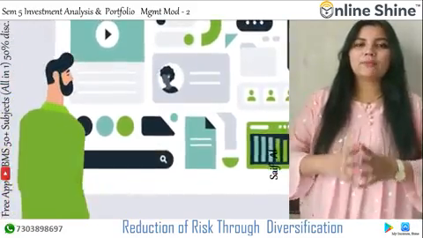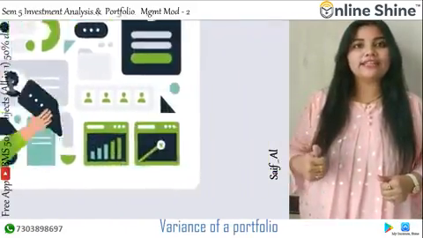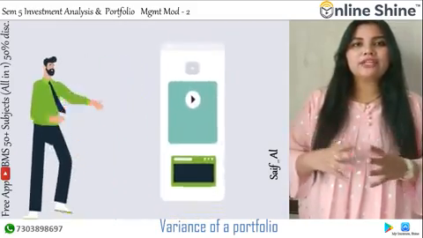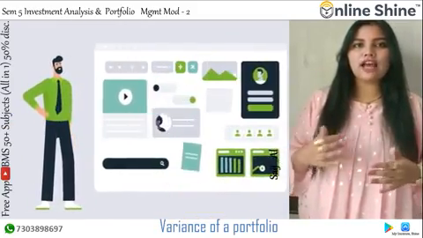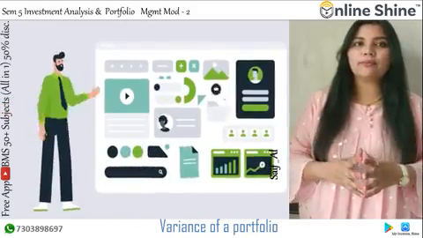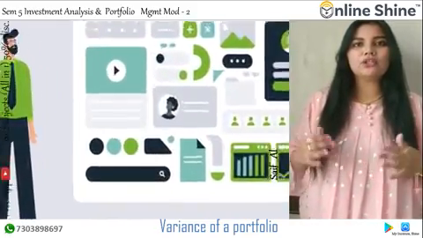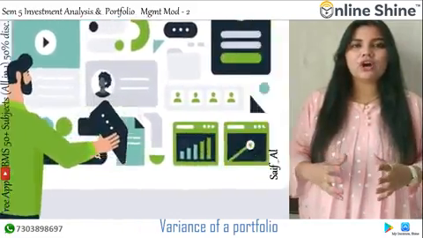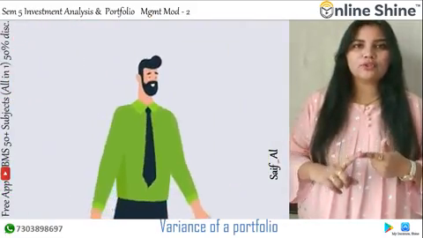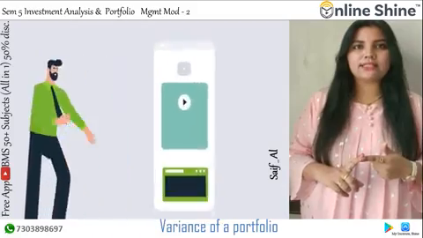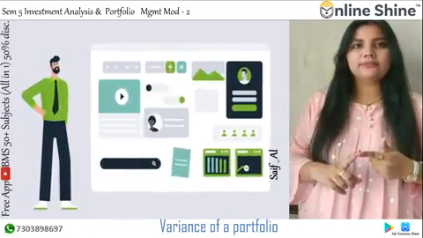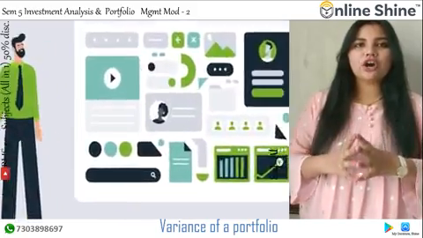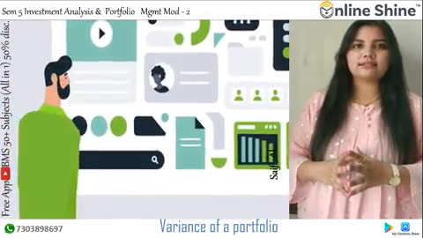Now, the next topic of module 2 is variance of portfolio. So, what is the variance of a portfolio? It measures the dispersion of average returns in a portfolio from its mean. It tells us about the total risk of the portfolio. It is calculated based on the individual variance of the portfolio investments and their mutual correlation. So, variance of individual assets.